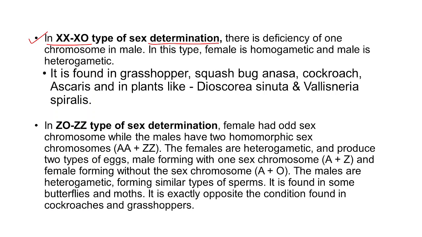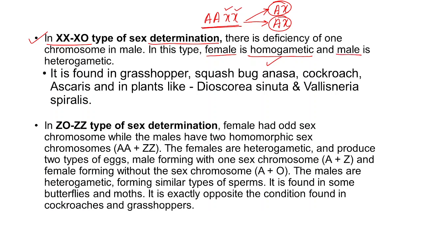So, this is the type of sex determination in which the females will have, see here, the female is homogametic. That means the female will have, along with the autosomes, X and X. The female will have two X chromosomes along with the autosomes. That is why they can produce homogametes: autosome along with one X chromosome and autosome along with one X chromosome. These will be the gametes produced by the females. That is why the females are homogametic.